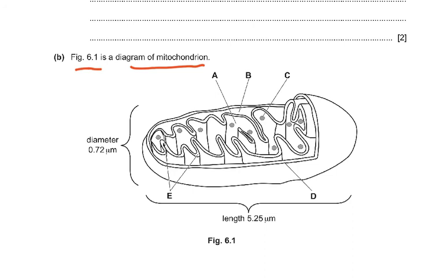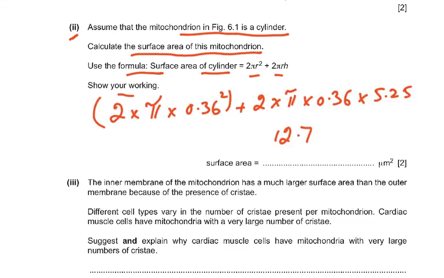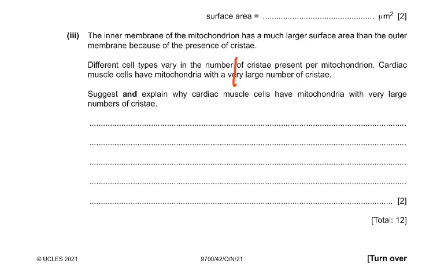Coming to part 2, assume that the mitochondria is a cylinder. Calculate the surface area of this mitochondrion. Use the formula: surface area of cylinder is 2 pi r squared plus 2 pi r h. Show your working. So this is the working that was expected of you, and you were supposed to give me the answer. Either you gave me 12.7, or you gave me 12.68, or 12.69 was also acceptable.